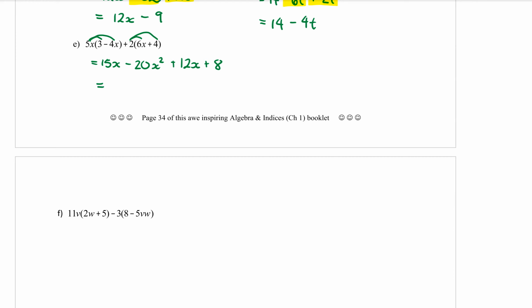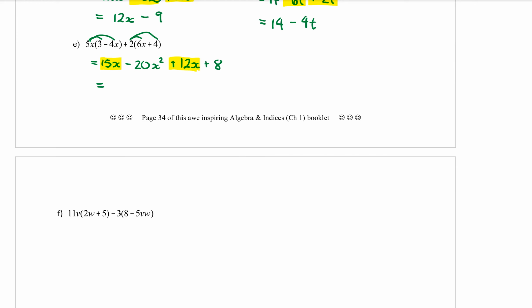Okay, be careful. Which ones are the like terms? Yes, Holly. 15 and 12. Yes, good. The 15x and the 12x, and I'm highlighting the plus sign as well, they are like terms. And x squared is different to an x, so it is not counted with them, okay? So let's do the ones I've highlighted first.